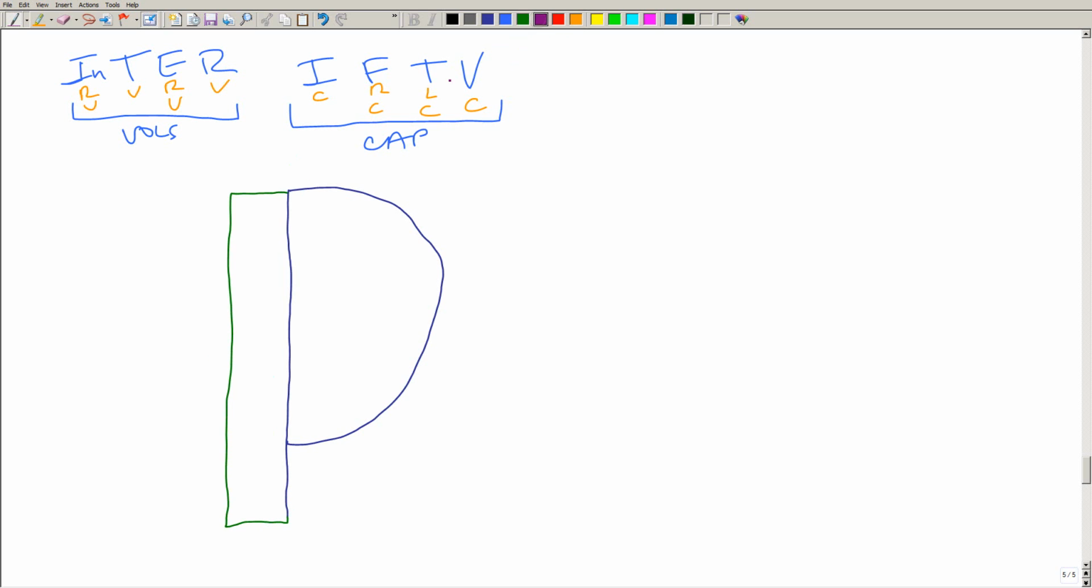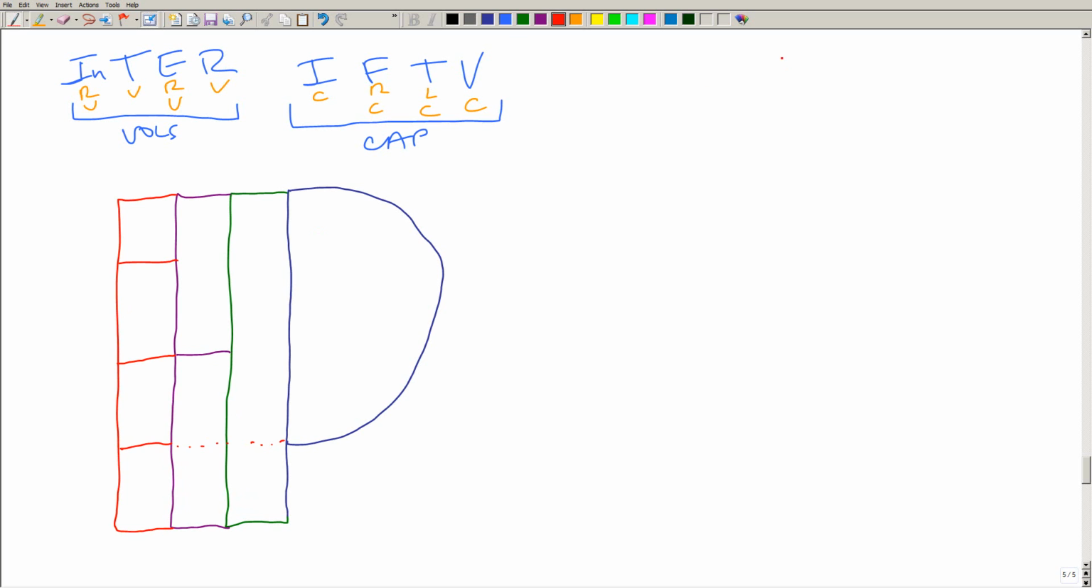We are going to add a 2nd column. This time we're going to divide it in 2 cells, and a 3rd column, and we're going to divide it in 4 cells. So that's my letter P for my volumes and capacities.